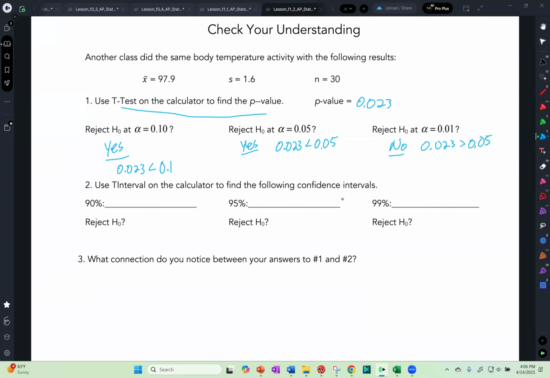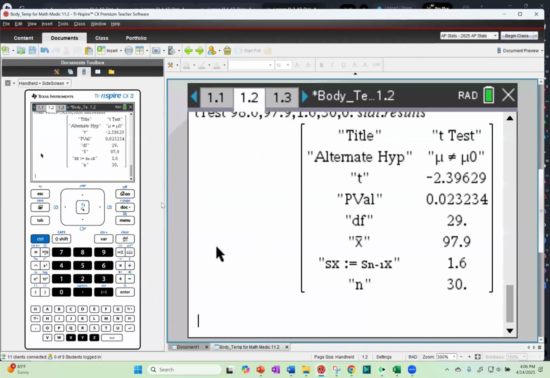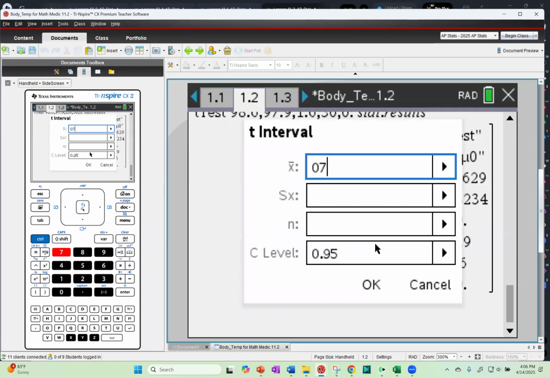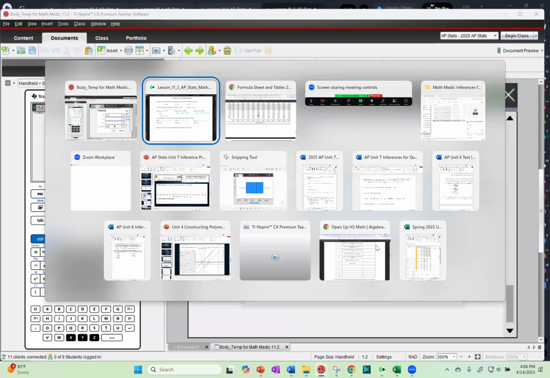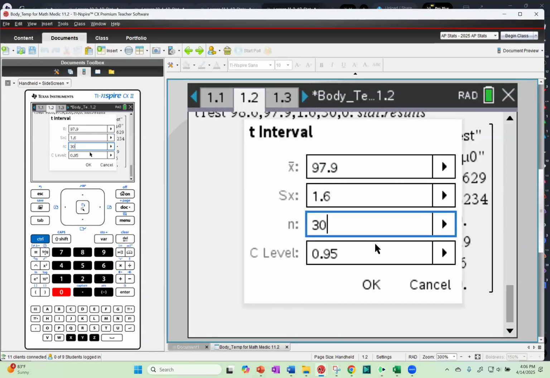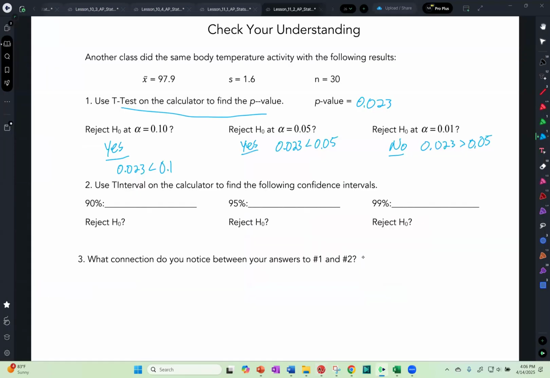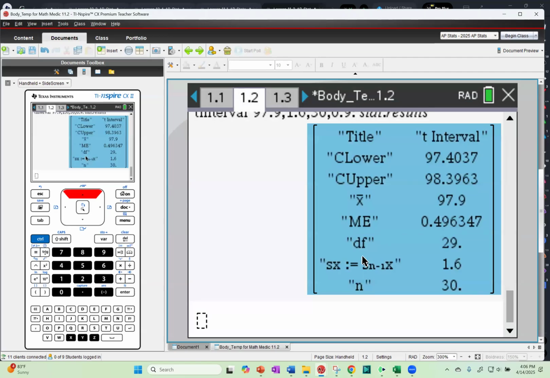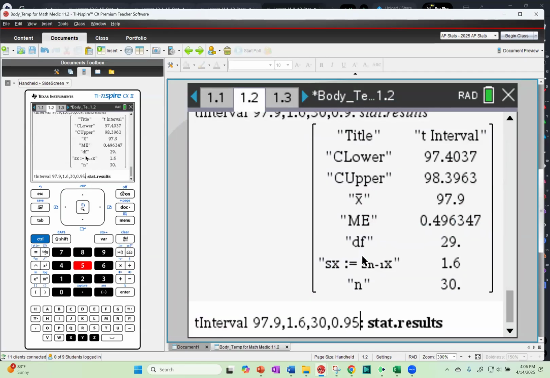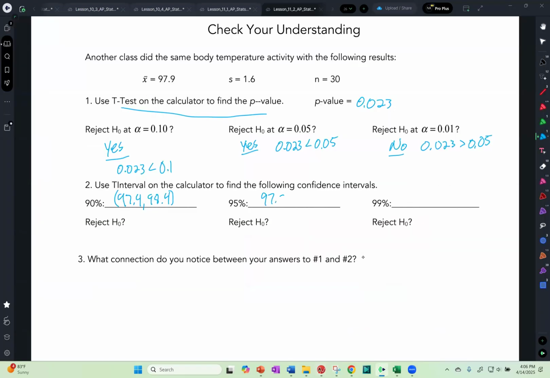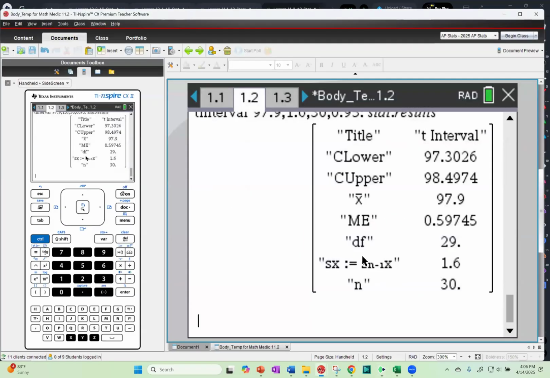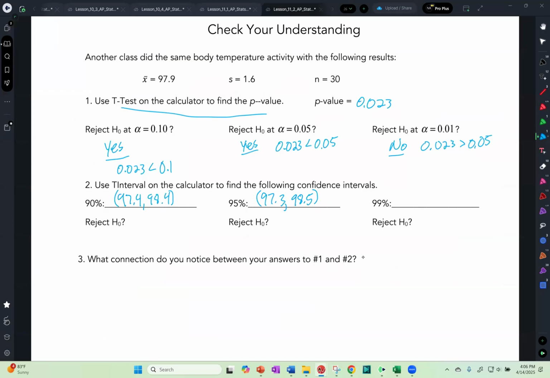So use t-interval in the calculator to find these following intervals. And so 97.4 to 98.4. 97.3 to 98.5. 97.1 to 98.7.